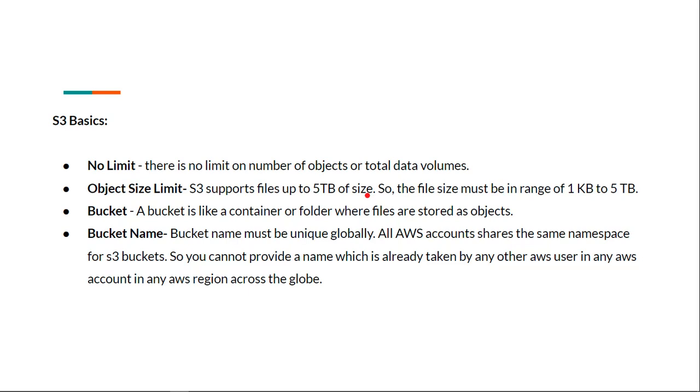Then we have a bucket. A bucket is like a container or folder where files are stored as objects, and the bucket name must be unique globally. All AWS accounts share the same namespace for S3 buckets. So, you cannot provide a name which is already taken by any other AWS user in any AWS account in any AWS region across the globe.